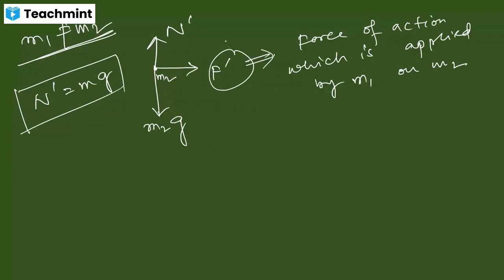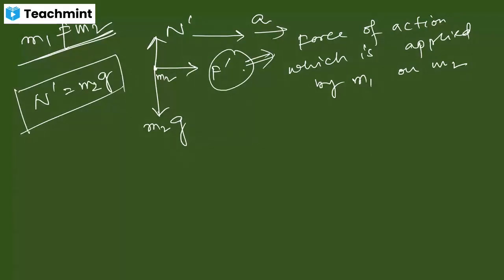So I can say that because of the application of this F dash, the objects are in acceleration in this direction, right? Because of this force of action applied by... yeah, please say. Sir, there N dash is equals to m2 into g, right? Yes, I just forgot. This should be M2 into G.